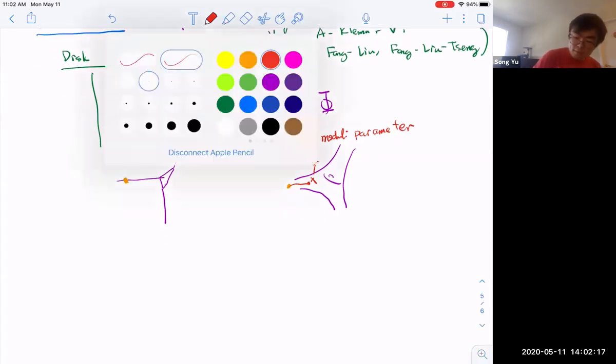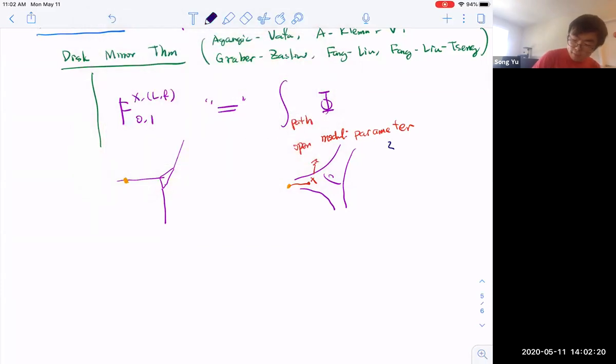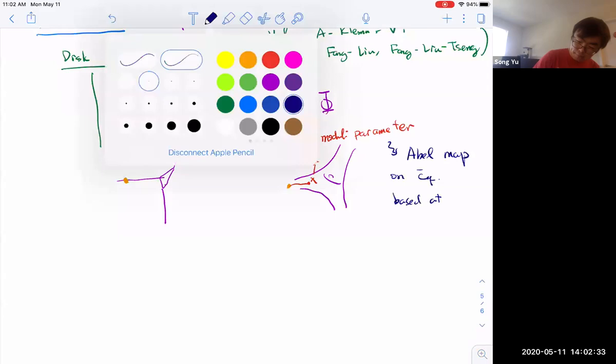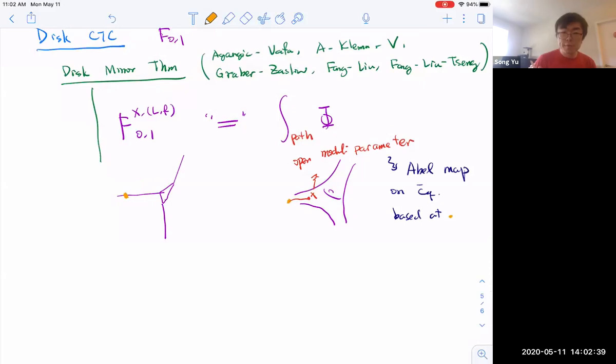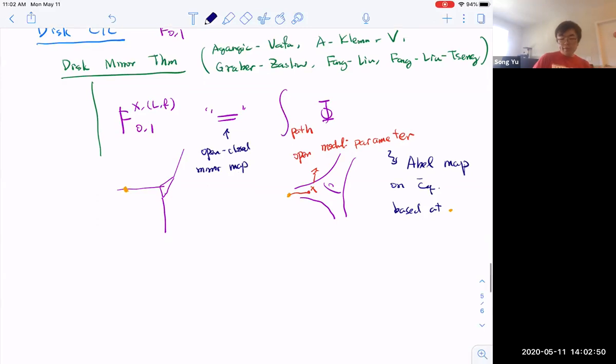So this integral you can view as some sort of Abel map on the compactified mirror curve CQ, where we fill in this puncture, so you are based at this puncture. So this is just saying that under an open-closed mirror map, you can recover the disk potential of the A model just by an integral on the B model.